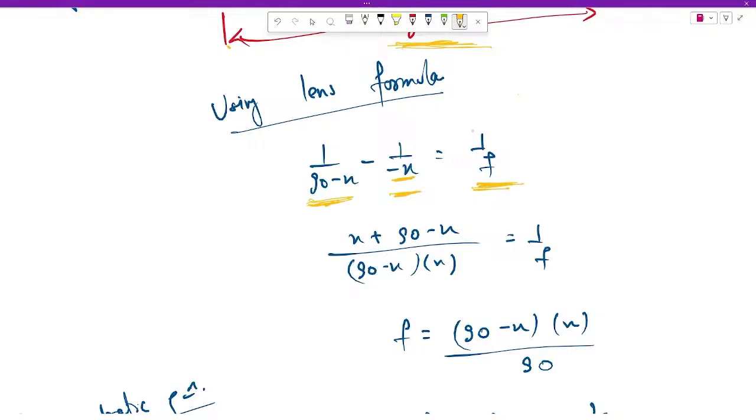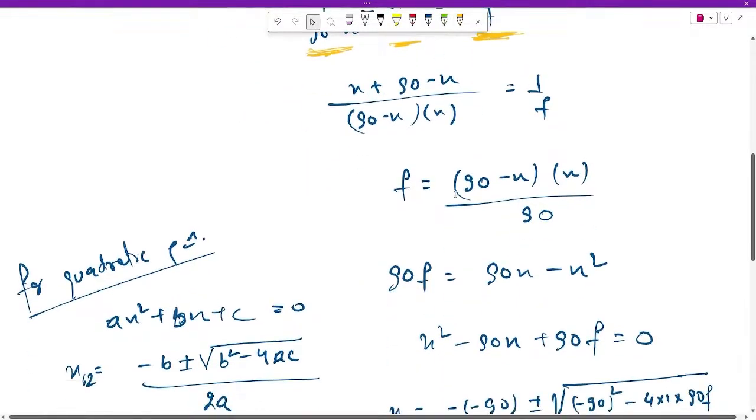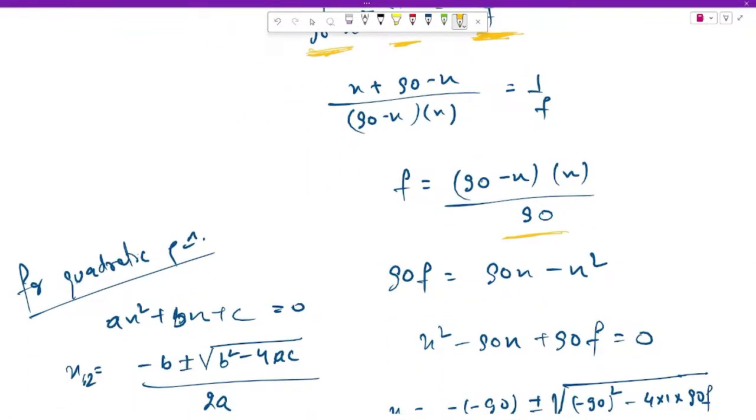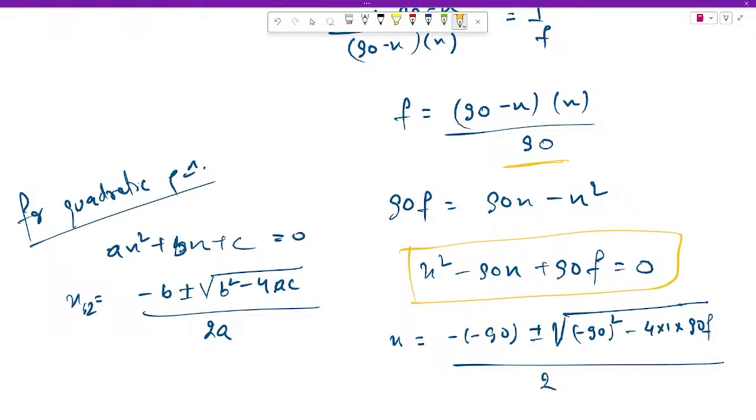Since it is a convex lens, the focal length is going to be positive. Now simplifying this, we get the relation for focal length as (90 minus x) times x by 90. This is a form of quadratic equation which can be further simplified to x square minus 90x plus 90f equals 0.